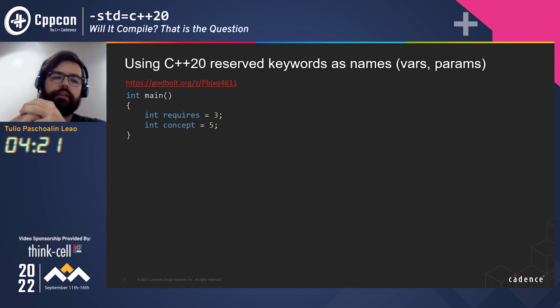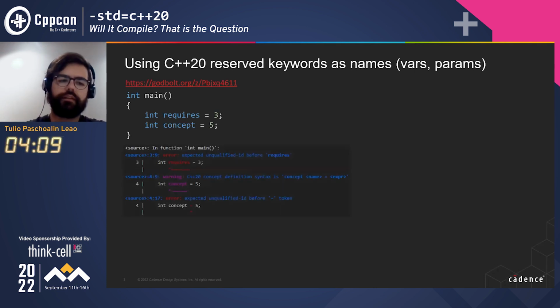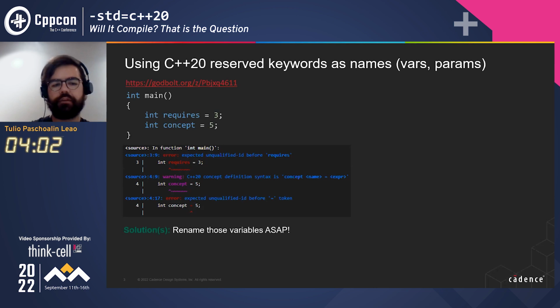So the first one, pretty easy one, using reserved keywords as names. You know that there are new keywords in C++ 20. Two of them are shown here, like requires and concept. And if you try to compile using C++ 20, you will get errors saying that it's expecting something else. So pretty easy solution, just rename those variables as soon as possible, rename them even before you move to C++ 20 to avoid any type of trouble.